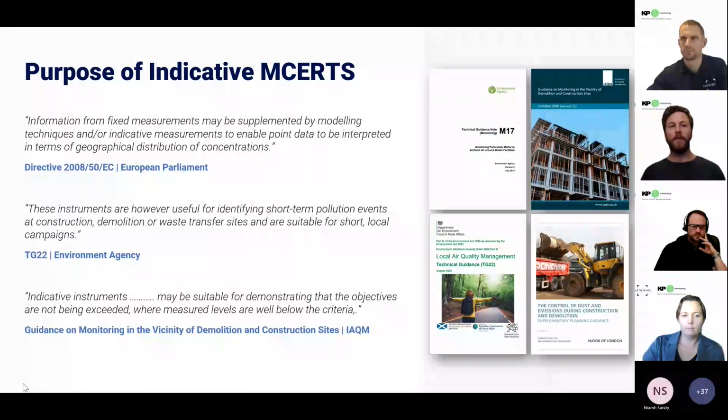And this says indicative instruments may be suitable for demonstrating that objectives are not being exceeded where measured levels are well below the criteria. And for anyone working in the space, this is referencing where a site may be permitted or have part of its dust management plan breach levels, especially for PM10. This is where indicative instruments can become quite useful for ensuring that those breaches are being reported to local environmental health or mitigation measures are being acted upon in dust management plans.